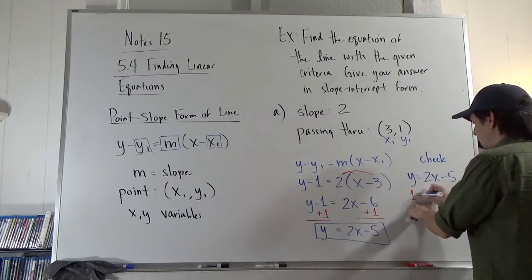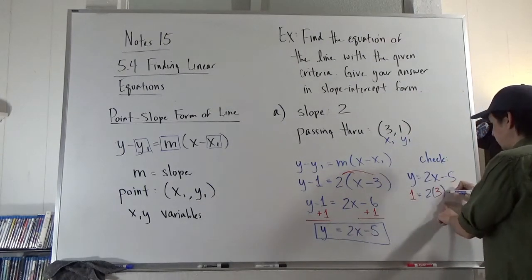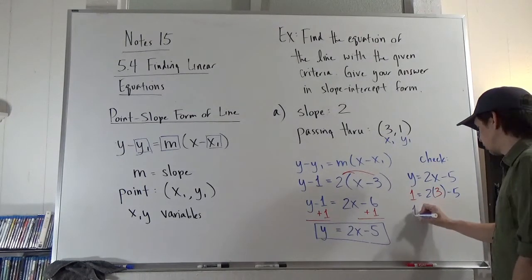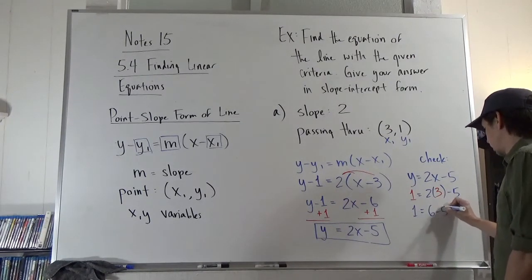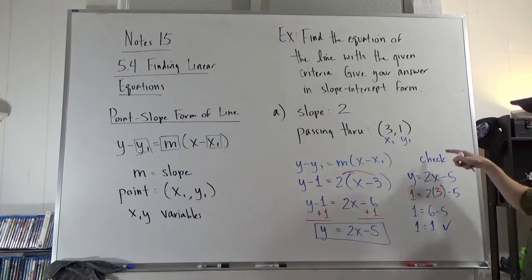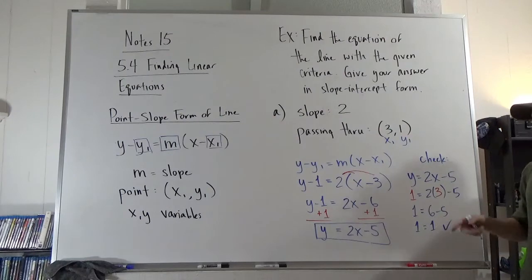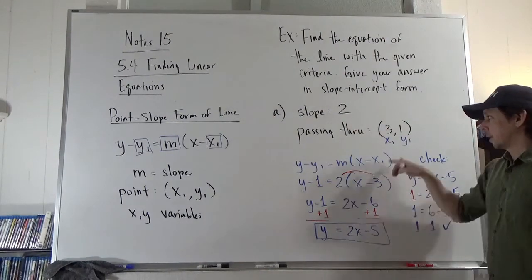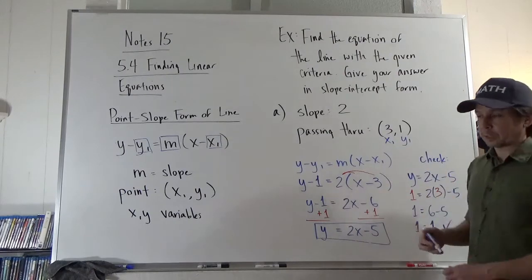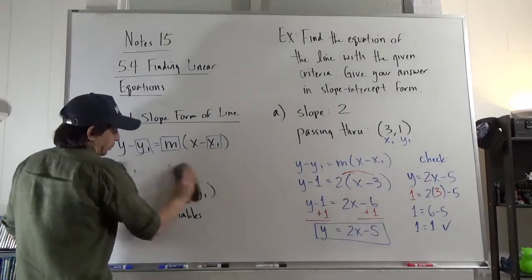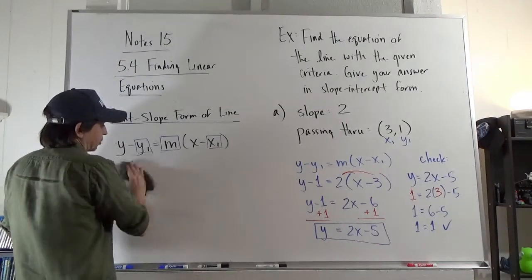So I have y is equal to 2 times x minus 5. And if I plug in 3 for x and 1 for y, what happens? It satisfies the equation. I get 1 is equal to 1. Check. So this is a yes, this point is on that line, and that confirms it satisfies the criteria. This line has slope 2, obviously, and contains that point because those coordinates satisfy the equation. Okay, and we're done. We're going to do more practice with this.